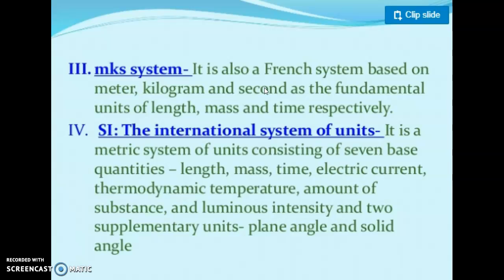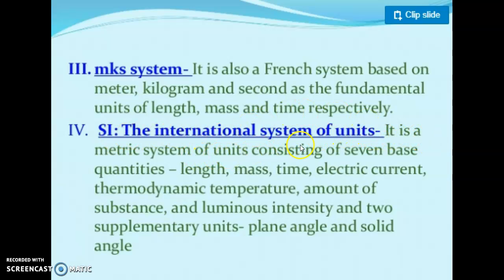The MKS system was for France only and the FPS system was for the British. So it was very difficult for trading as well as for understanding. So there was a need for an international system that can be adopted internationally. So a new system was developed, that is the International System of Units.